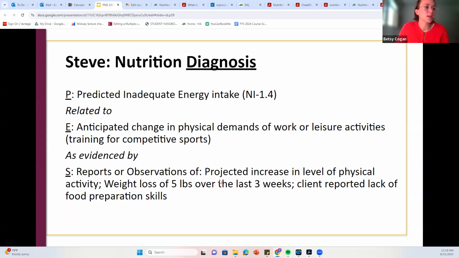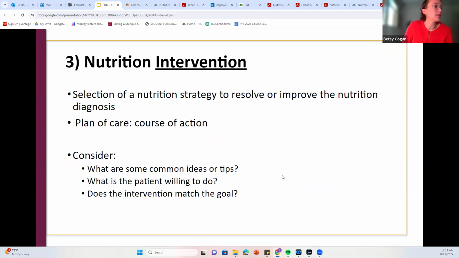Reports or observations of projected increase in physical activity, weight loss of 5 pounds over the last 3 weeks, and client reported lack of food preparation skills. So these are all evidence of why this all might be happening to Steve. So these are 2 examples of PES statements, right? And there's way more examples of this.